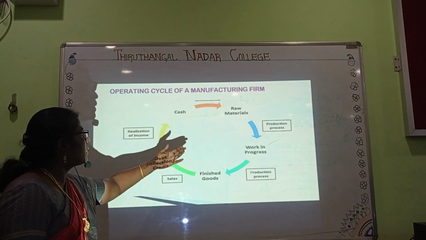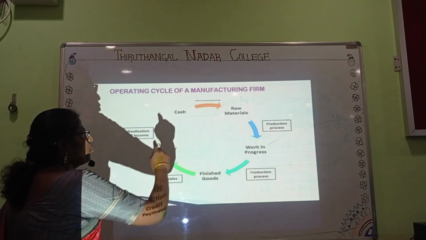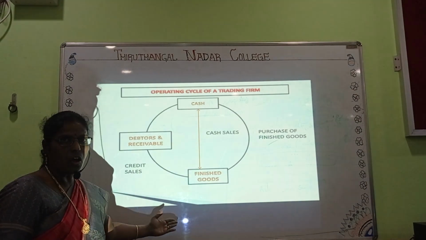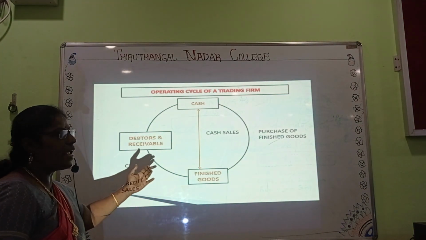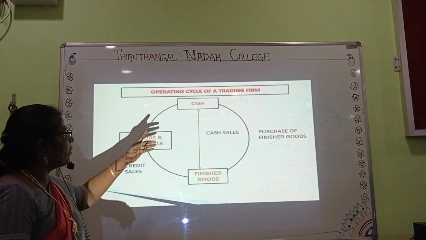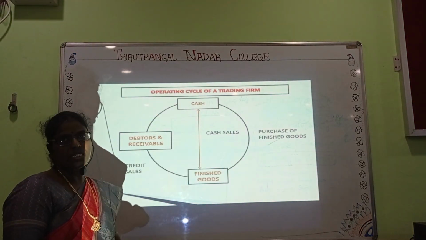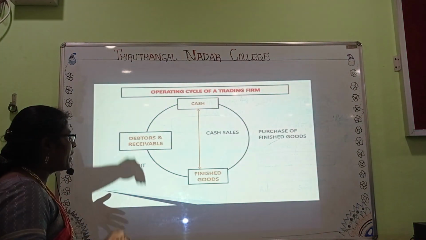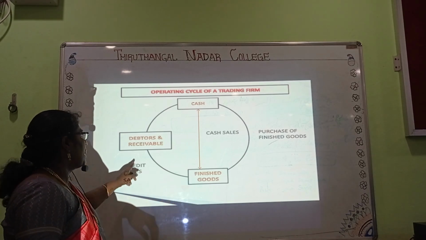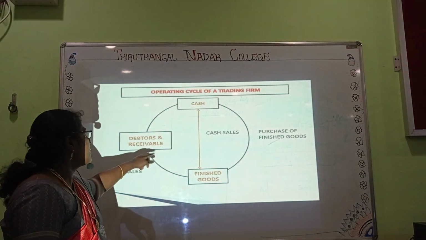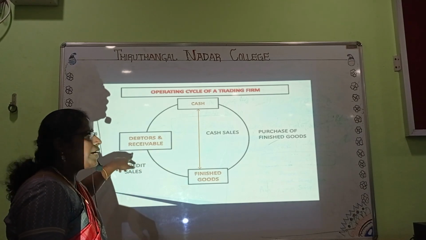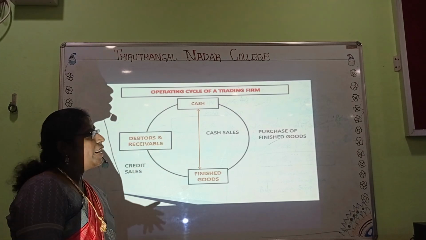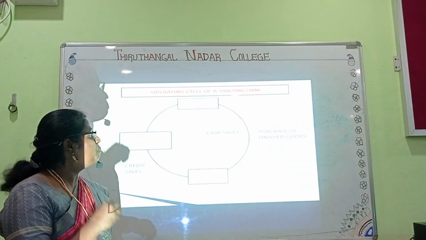This is the operating cycle for a manufacturing firm because they have to buy raw material and go through work in progress. Next we will see the operating cycle of a trading firm. Here they need not manufacture the products. With the cash they purchase the finished goods from outside. They are not going to manufacture any product. Once they purchase the goods, they sell the goods. If they sell on credit, that is called debtors. If the debtors pay the amount, it is converted into cash. So the trading concern's operating cycle is a very simple cycle.